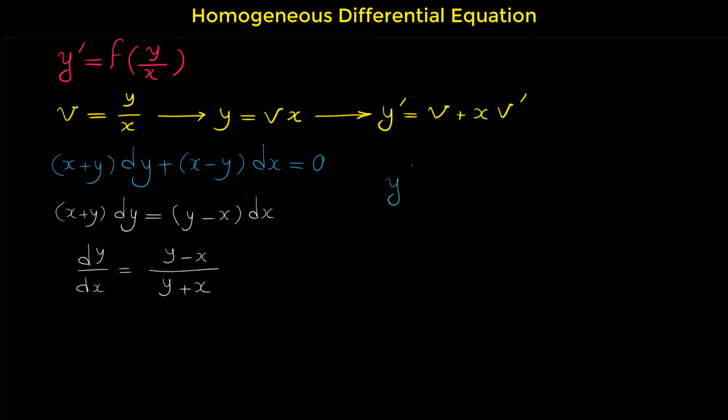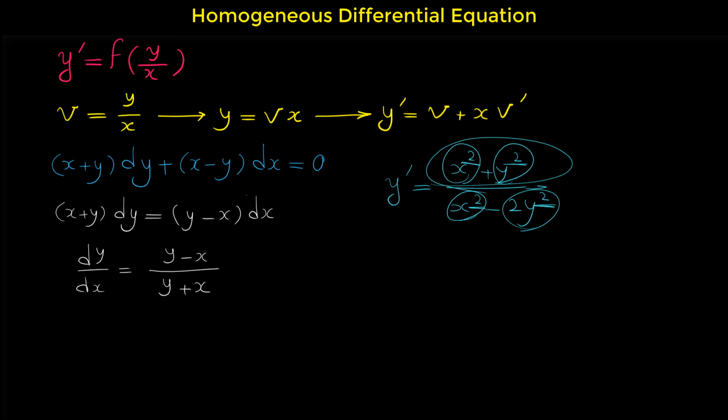For example, y prime equals (x squared plus y squared) over (x squared minus 2y squared). If you look at the numerator, every term in the numerator is degree 2 and every term in the denominator is also degree 2. The degree matters. And because the degrees of the top and the degree of the bottom are the same, note that all the terms must have the same degrees. So this is an example of a homogeneous differential equation.